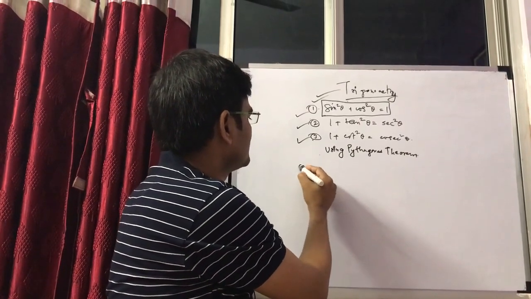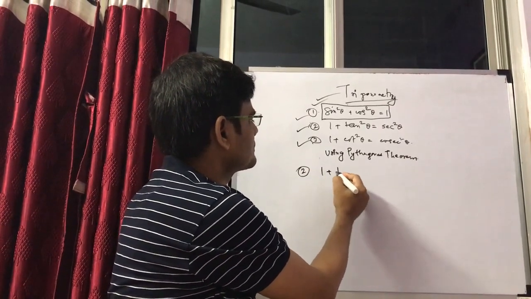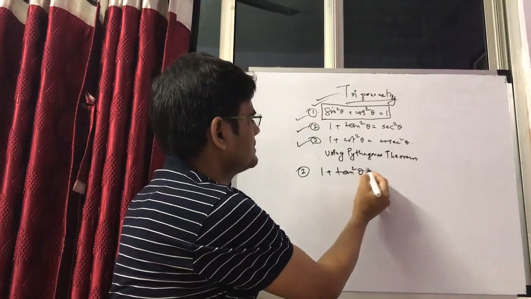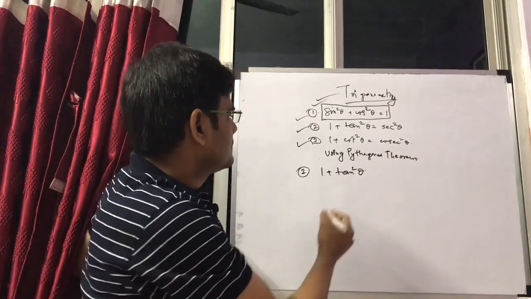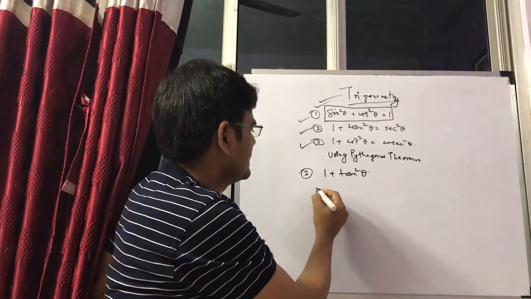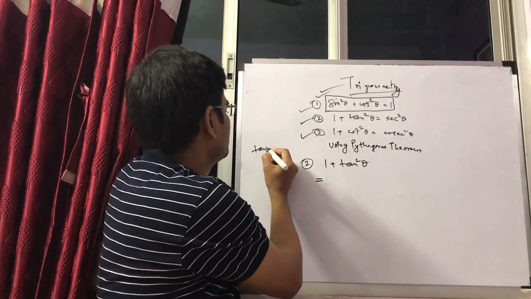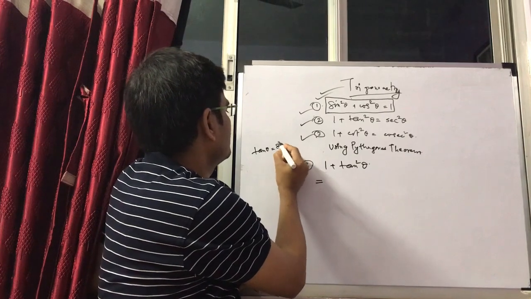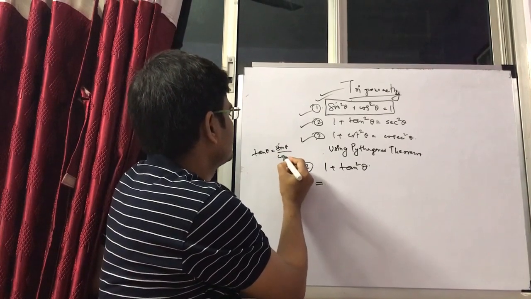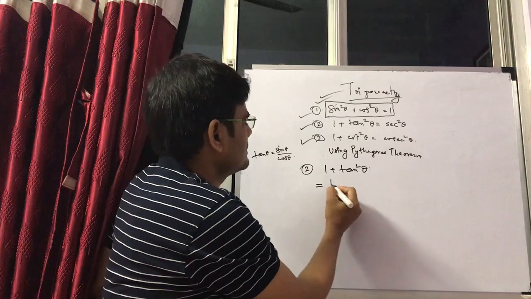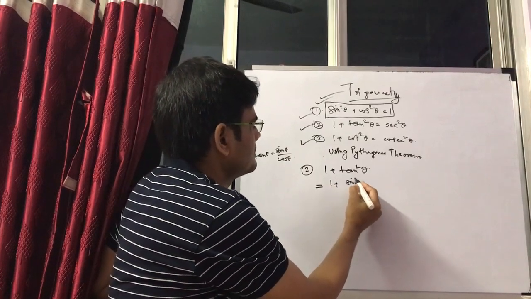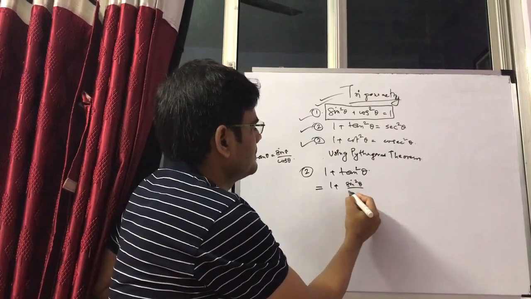So let's derive the second one. 1 plus tan square theta. How much is that? Let's convert tan theta into sin theta by cos theta. Tan theta is sin theta by cos theta, you know that, right? So this becomes 1 plus sin square theta by cos square theta.